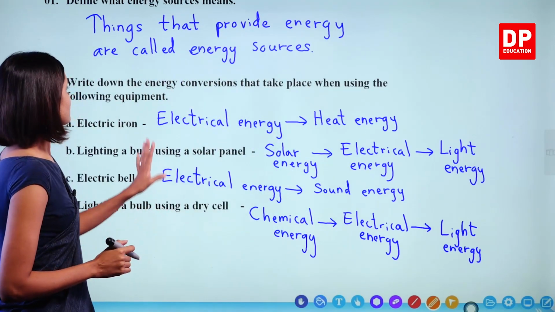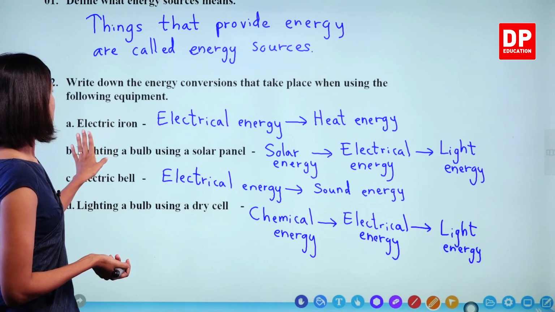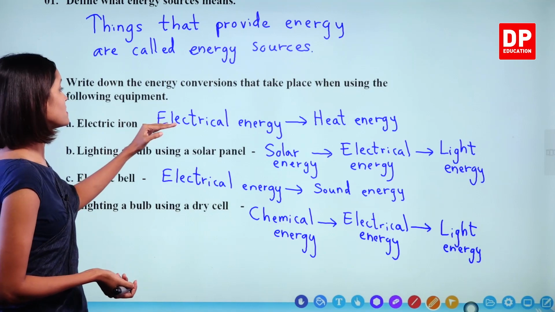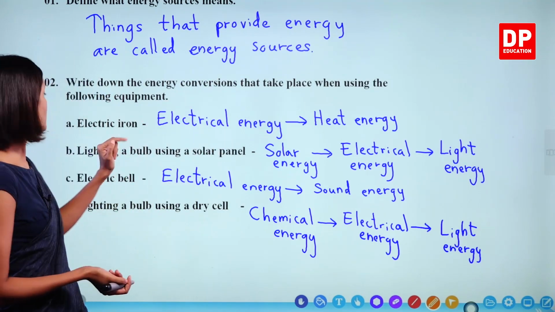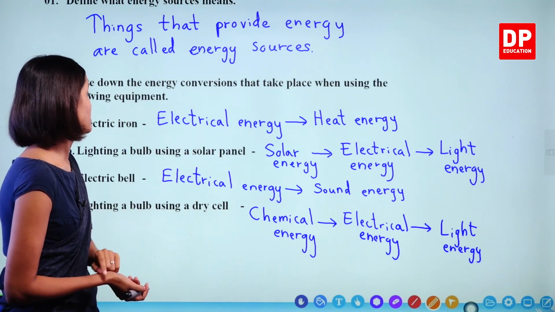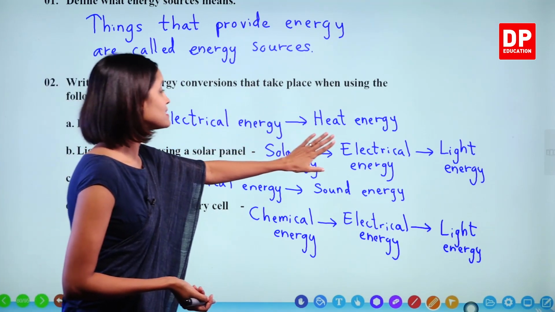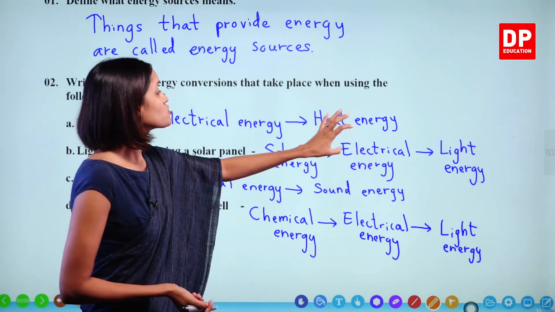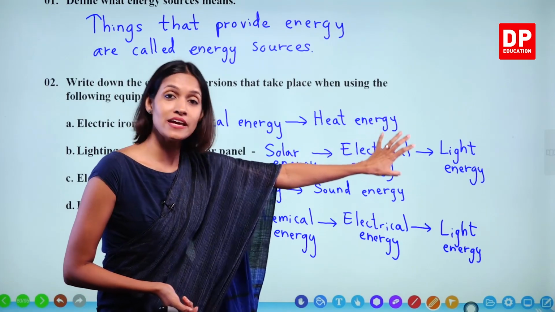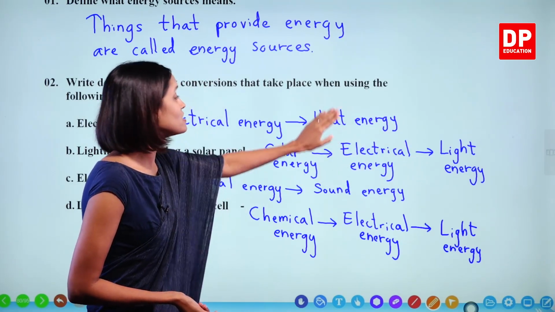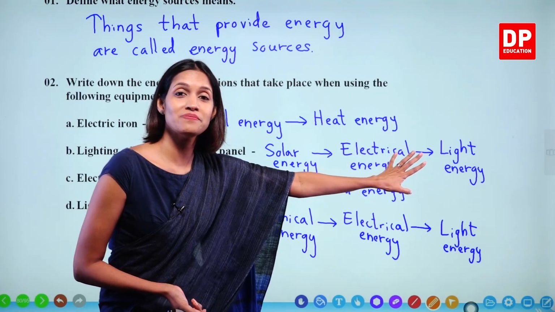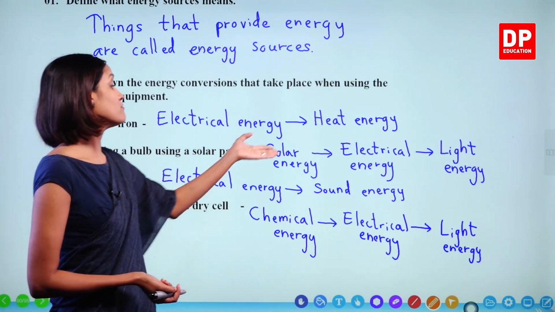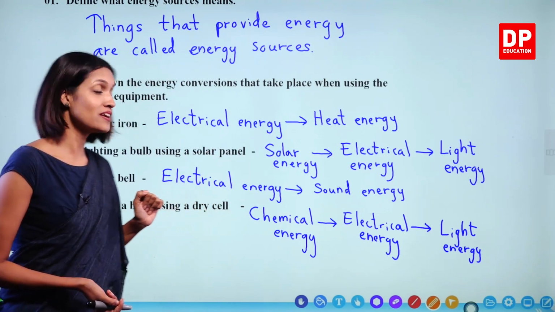Okay, children. So we will go from the beginning. Energy conversions that take place when an electric iron is used: electrical energy to heat energy, right? Light in a bulb using a solar panel: solar energy is converted to electrical energy by solar panels. So when you use that solar panel to light a light bulb, electrical energy is converted to light energy, right? In an electric bell, electrical energy is converted to sound energy, right?